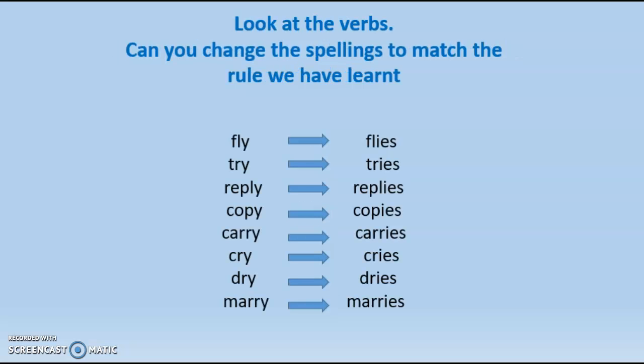Okay, how did you get on? I'm going to show the answers. So we can see here that we've got all the answers. We've got fly, changes to flies, try, goes to tries, reply, changes to replies, copy, changes to copies, carry, changes to carries, cry, changes to cries, dry, changes to dries, marry, changes to marries. So these have changed from the first person to the third person if we were using these in a sentence. Okay, so I hope you understood that well.